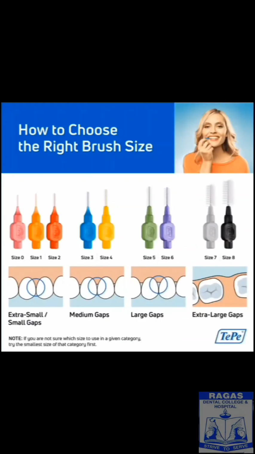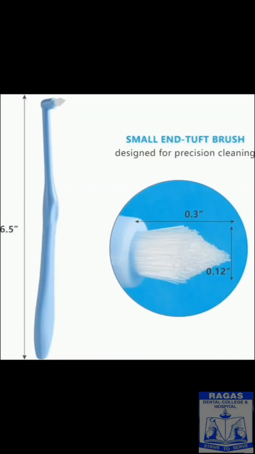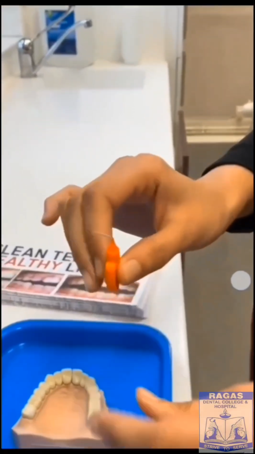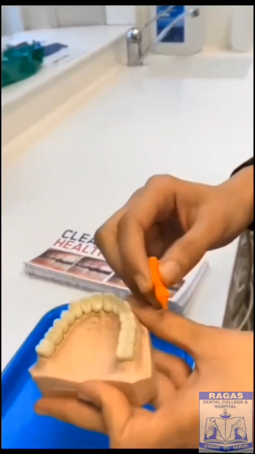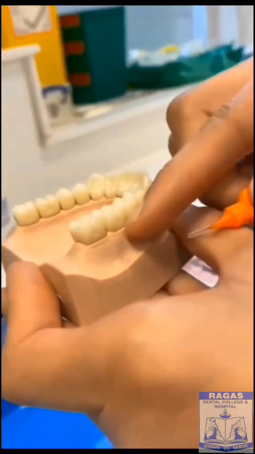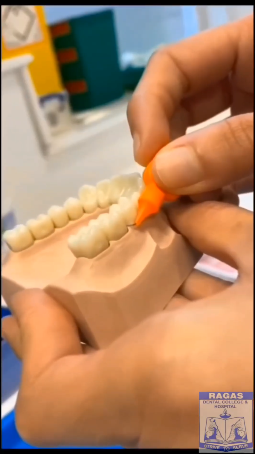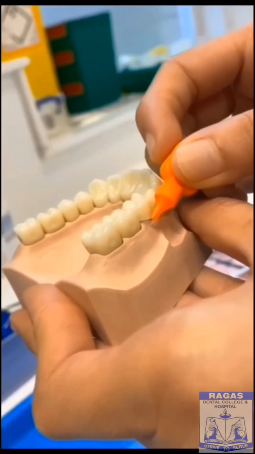Now we'll see about the interdental brushes. Interdental brushes are cone-shaped or cylindrical brushes which are made up of bristles mounted on a handle. There are two types of brushes available. One is the single tufted brushes and another one is small conical brushes. Let's see how to use the interdental brushes. They are inserted interproximally and they are activated with short back and forth motions or strokes in between the teeth.